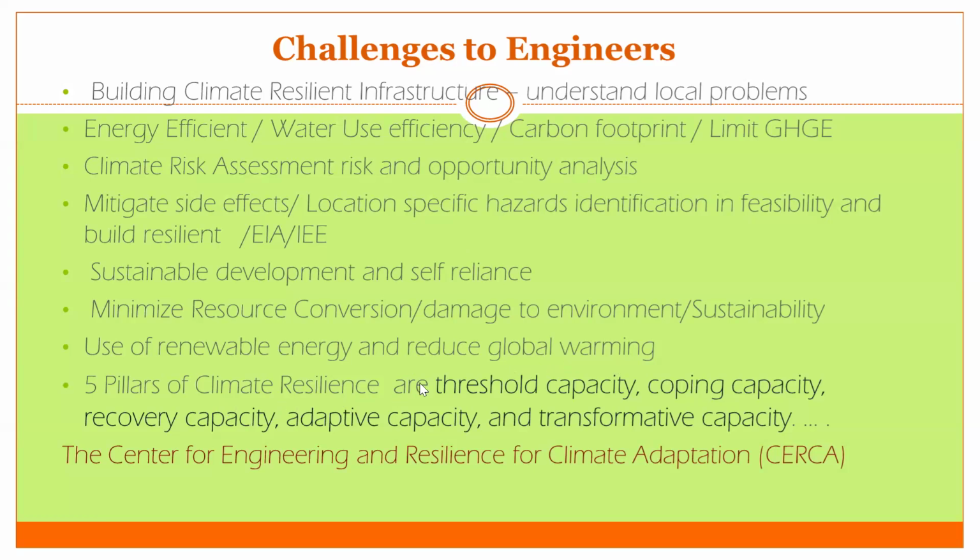The five pillars of climate resilience are threshold capacity, coping capacity, recovery capacity, adaptive capacity, and transformative capacity. Threshold capacity: we should not let the alarming issues grow beyond threshold capacity and damage the health of the people, health of the planet. Coping capacity we need to improve by using sustainable development. Then recovery capacity is by restoring the environment, restoring the water bodies, restoring ecosystems.